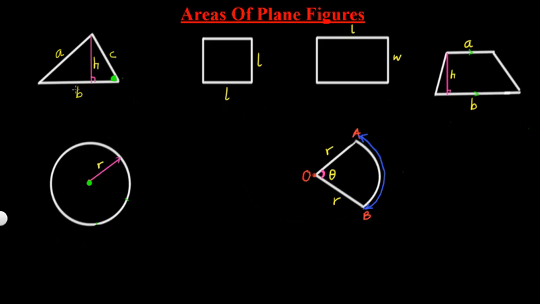So this is a triangle. This is a triangle, three sides with the height in the middle. So the area of this figure, the triangle, is equal to half base, which is what it's sitting on, multiplied by its height: half base times height.